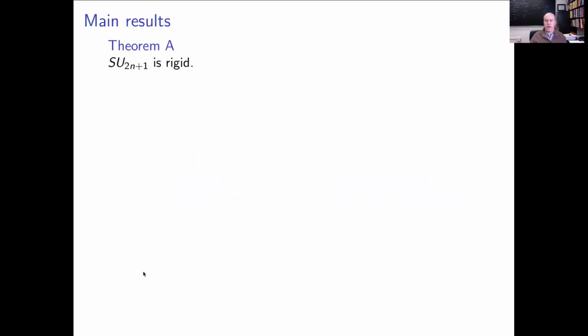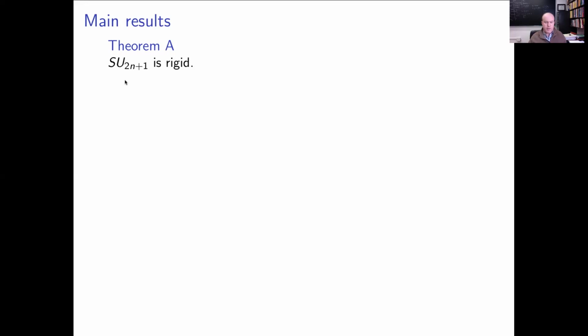All right, so let's dive in. The first main theorem says the following thing. It says that SU(2n+1) is rigid. So firstly, when I say SU(2n+1), I mean this is a Lie group, but whenever I write down a homogeneous space, unless I say otherwise, I mean a symmetric space. So in particular, I'm viewing this as a Riemannian manifold equipped with the bi-invariant metric.